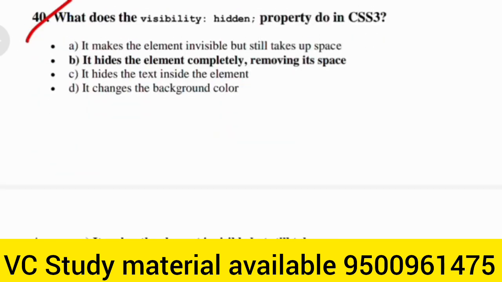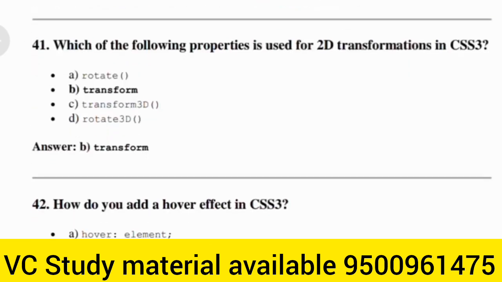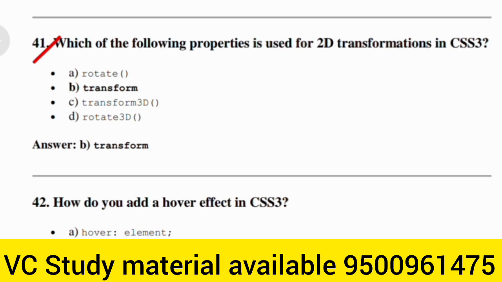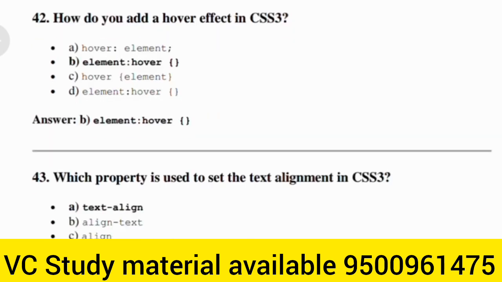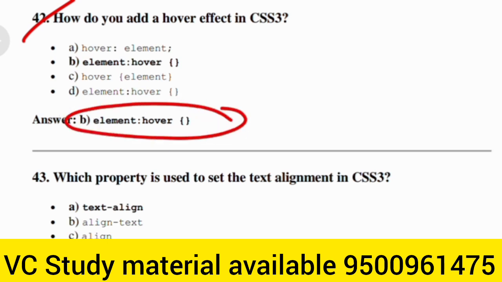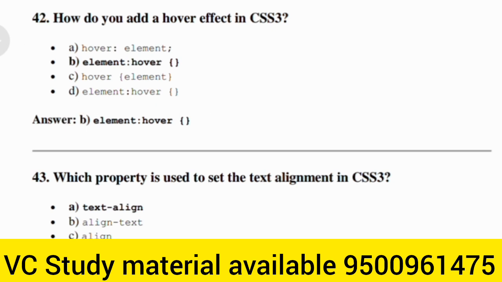What does the visibility hidden property do in CSS3? It makes the element invisible but still takes up space. Which of the following properties is used for 2D transformation in CSS3? Transform. How do you add a hover effect in CSS3? Element:hover brackets.